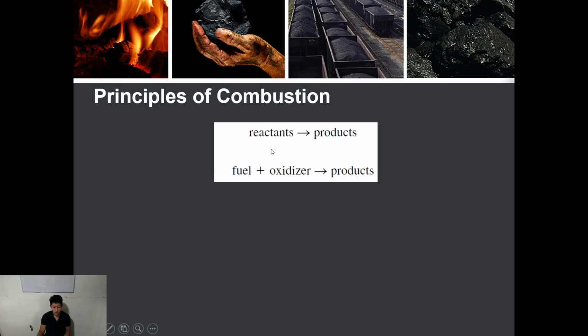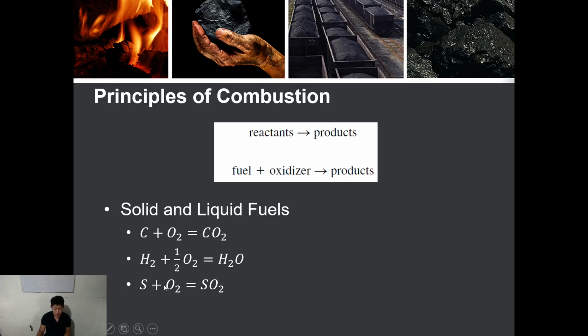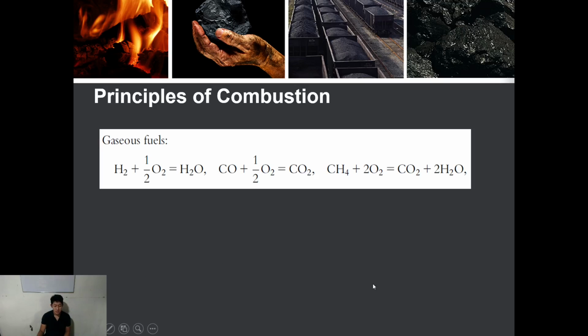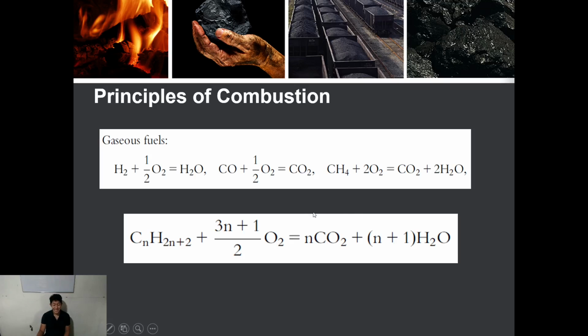So you need to balance the reactants and products. For solid and liquid fuels, these are the three main elements that are combustible: carbon, hydrogen, and sulfur. So you need to balance the number of moles in your reactants and products. For gaseous fuel, you have hydrogen, carbon monoxide, and methane. And for hydrocarbons, you can use this formula to determine the number of moles in your reactants and products.